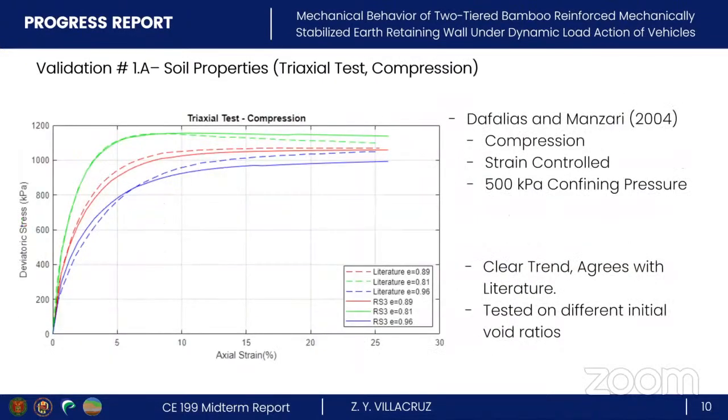Shown on this slide are the superimposed stress strain graphs. Dafalias and Manzari tested their model using three samples with varying initial void ratios. A 500 kilopascal confining pressure was applied, and the sample was allowed to experience an axial strain up to 25%. As seen here, the RS3 results agree in value and in trend with that of Manzari and Dafalias on all void ratios. Differences can be attributed to the use of FEM for this study.